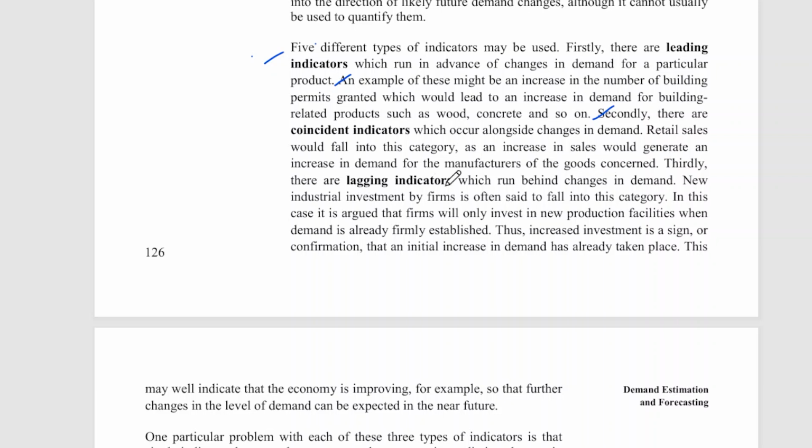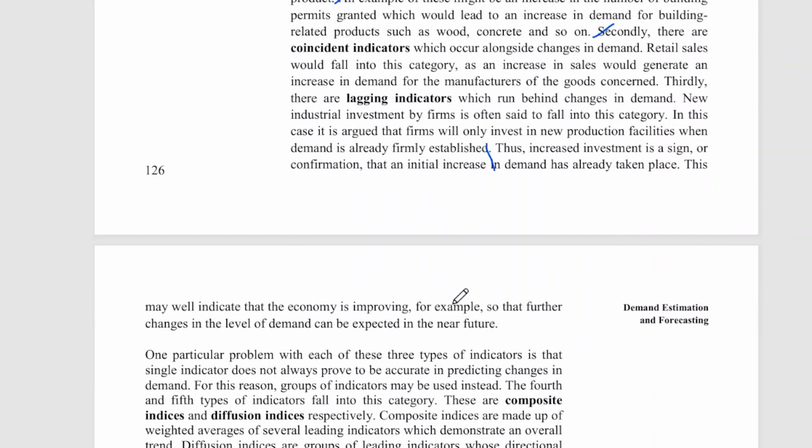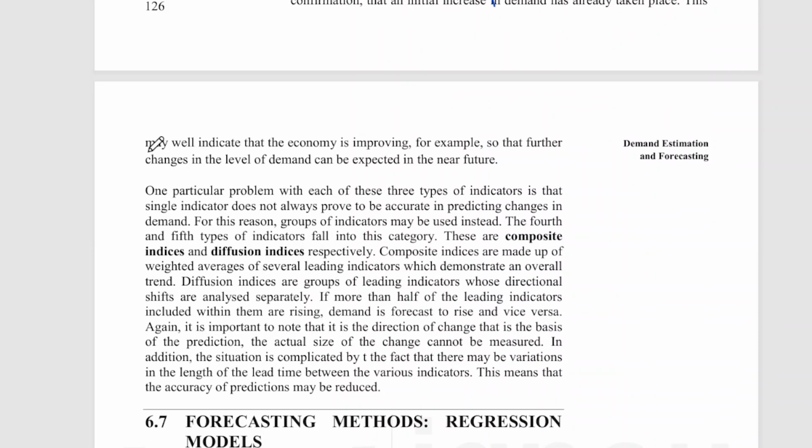Thirdly, there are lagging indicators which run behind changes in demand, and new industrial investment by firms is often said to fall into this category. In this case, it is argued that firms will only invest in new production facilities when demand is already firmly established. Thus, increased investment is a sign or confirmation that an initial increase in demand has already taken place. This may well indicate that the economy is improving, for example, so that further change in the level of demand can be expected in the near future.